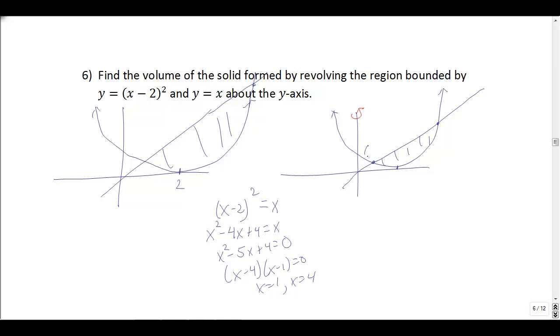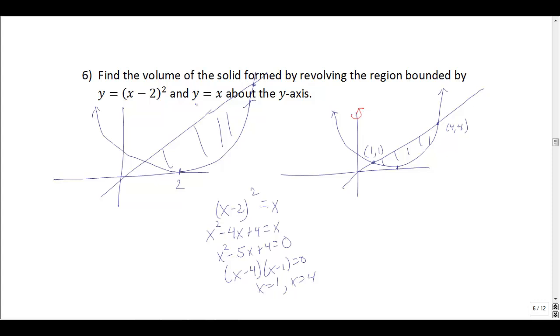So our intersection points: this one is (1, 1), and this one should be (4, 4). I'm using the y equals x equation because that's easier, but you can check with the other equation. 1 minus 2 is negative 1, squared is 1. 4 minus 2 is 2, squared is 4. So those are definitely two points on the graphs of both equations.